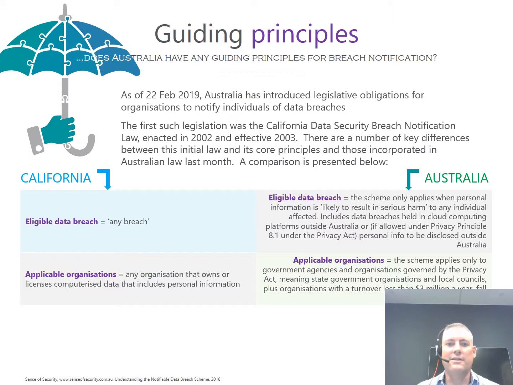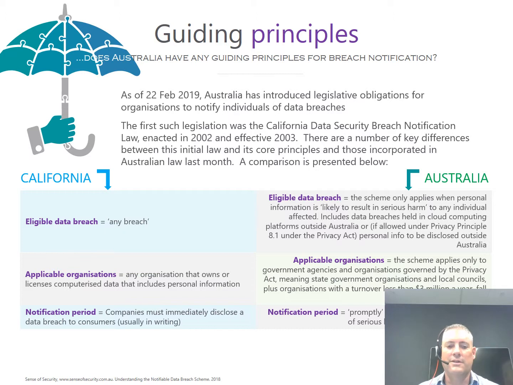Applicable organisations is another principle where there is a significant variance. In California, it's any organisation that owns or licenses computerized data, whereas in Australia, the scheme only applies to government agencies and organisations governed by the Privacy Act, meaning there are some organisations that it doesn't apply to, and there's also a turnover threshold of $3 million. Notification period: in California, companies must immediately disclose a data breach, whereas in Australia, it's promptly notify individuals of likely risk of serious harm.